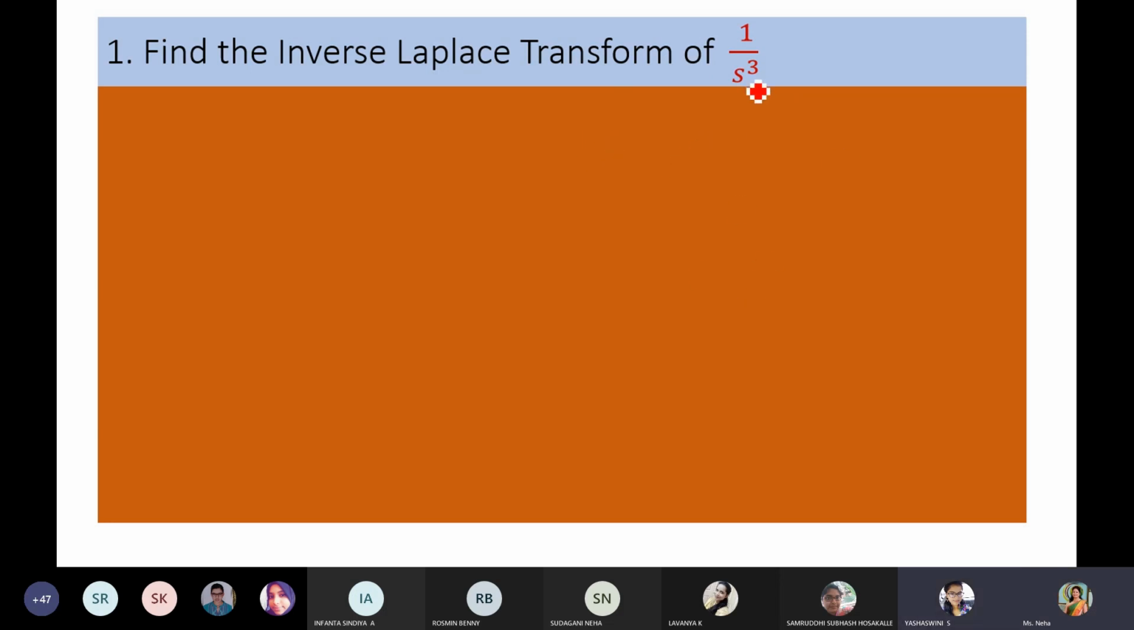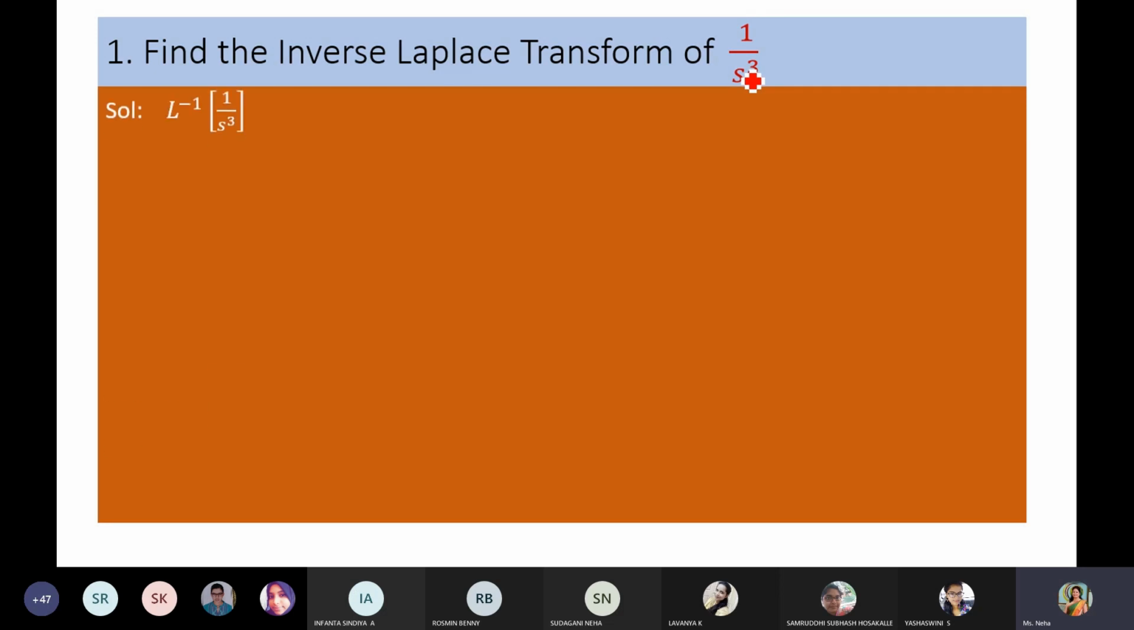One more thing will come in the numerator. What is that? 2 by s cube. Since we do not have 2, what we will do? We will multiply and divide by 2. So by looking at the function, you can make out which function it will be the inverse of.